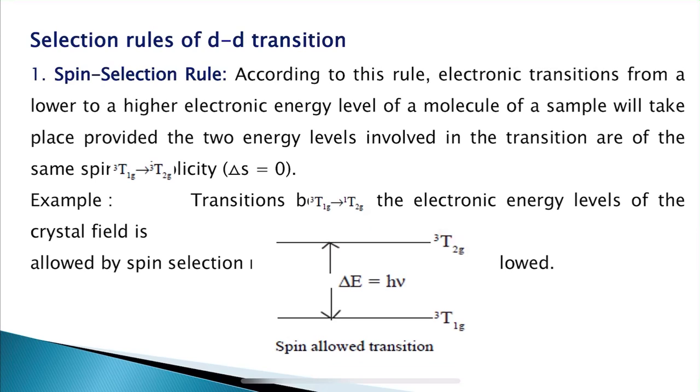What we have to concentrate on here is that only when the spin multiplicity is the same may the electronic transition occur between the two energy states. That is the first selection rule.